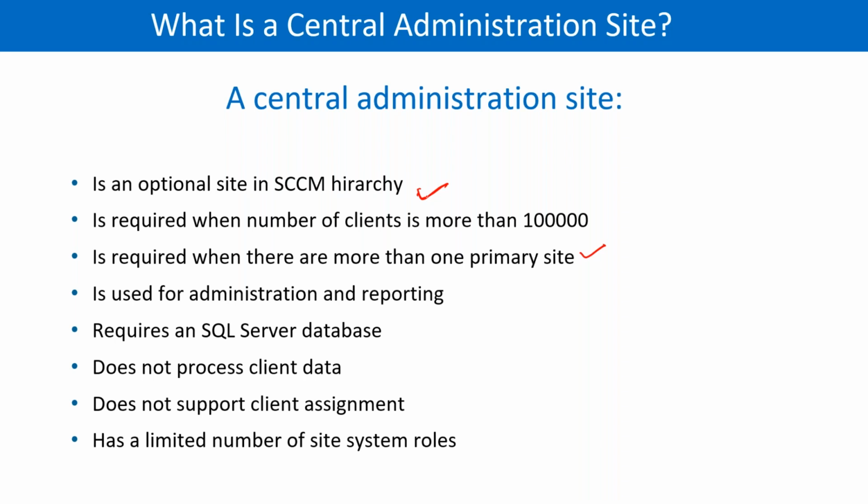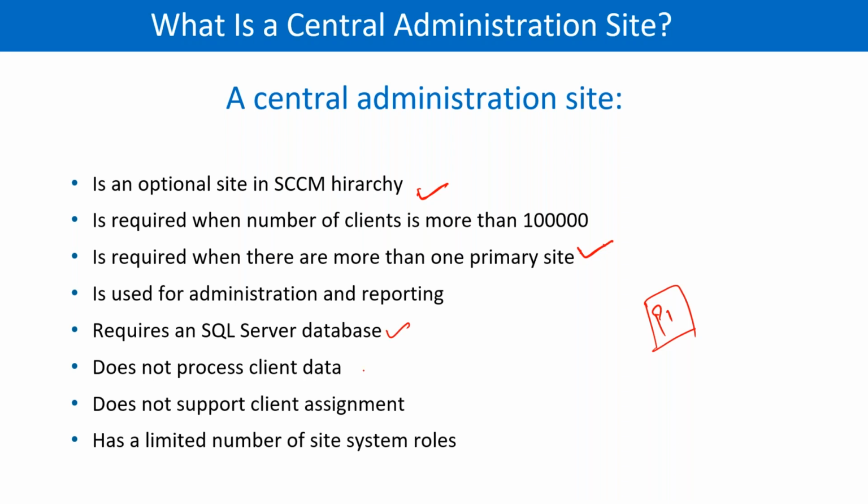As you said, you don't have a central administration site, Rishi. Yesterday we talked about it. You just have one single primary site, and either a site system server or a secondary site you might have. The central administration site is needed only when you have more than one primary site. Suppose you have primary site 1 and primary site 2, then only central is needed. Otherwise, central is not needed. If you have just a single primary site, then no central. It needs a database to store the data.